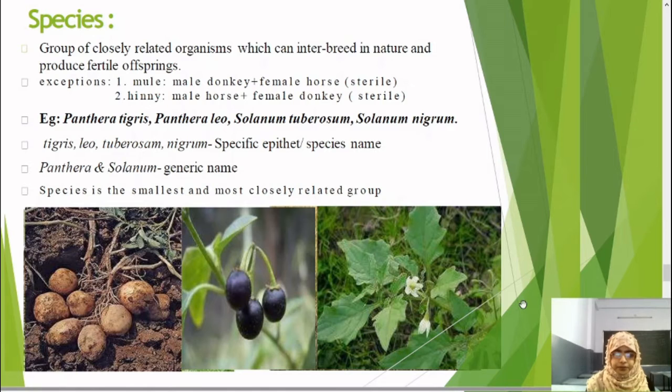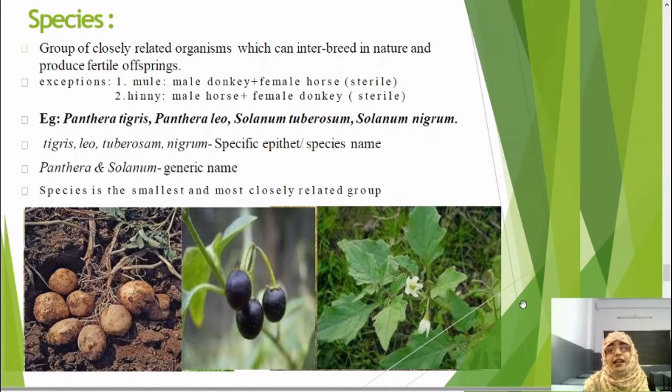For example, in human beings, we are interbred from our parents, okay? So, we can produce the next generation. That is nothing but fertile offspring. The organisms which can produce the next generation are called fertile organisms.